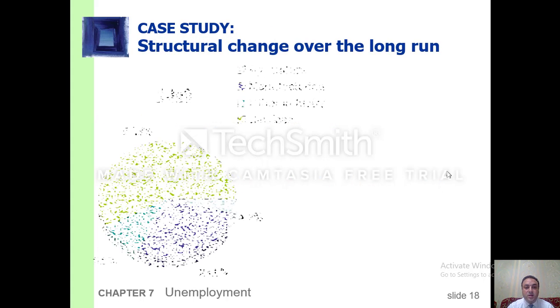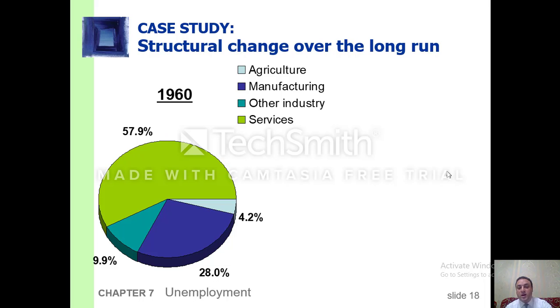And we can see here the structural change over the long run. For example, in the 1960s, we can see the service sector was only 57.9%, manufacturing was 28%, and agriculture was 4.2%.